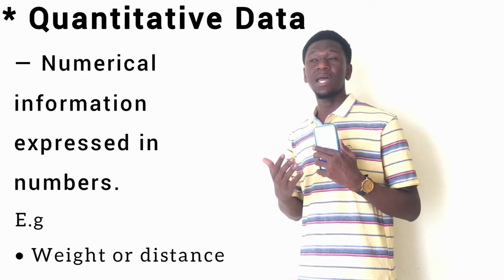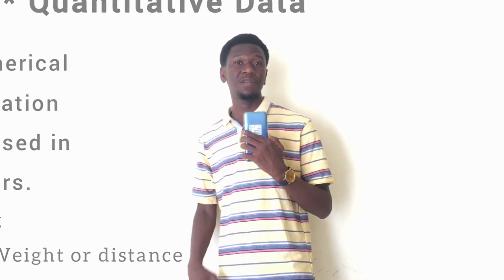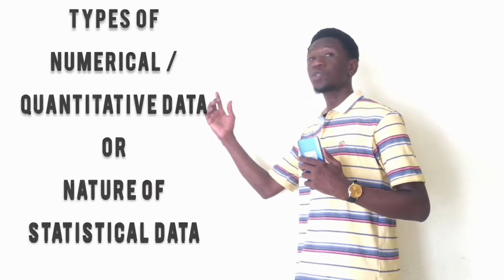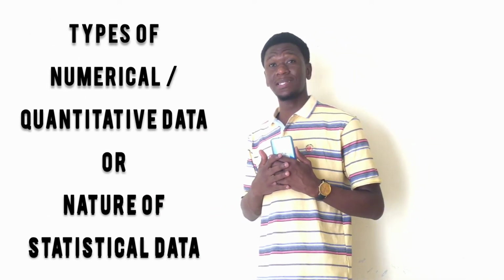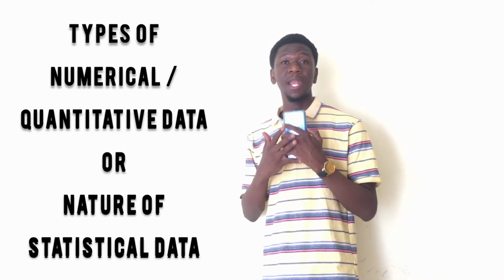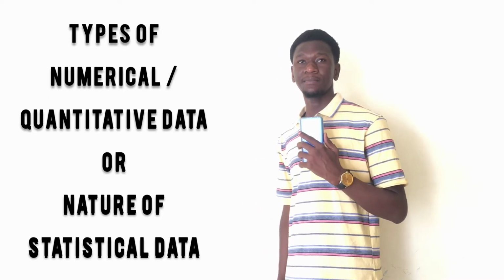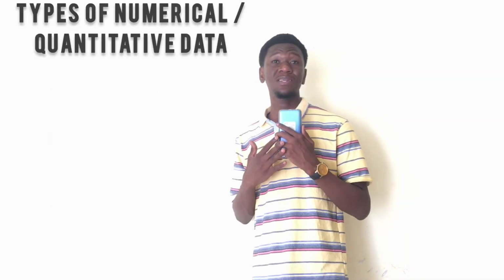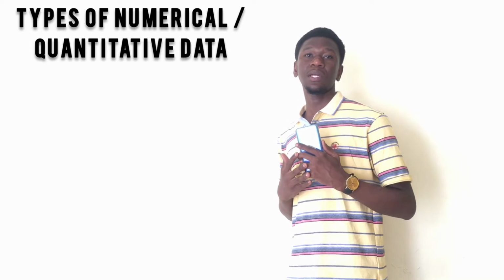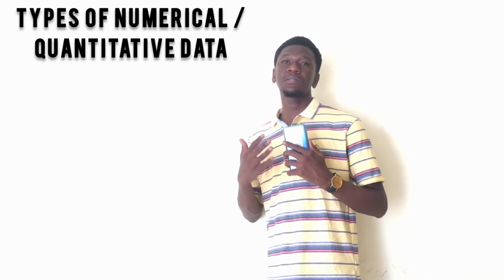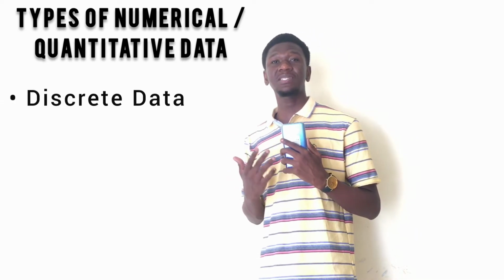We present data in a form of what? In a form of numbers. Another thing, types of numerical or quantitative data, or sometimes you can say nature of statistical data. Tutakwenda kutizama aina ya quantitative data. Okay? The first type, we have discrete data.